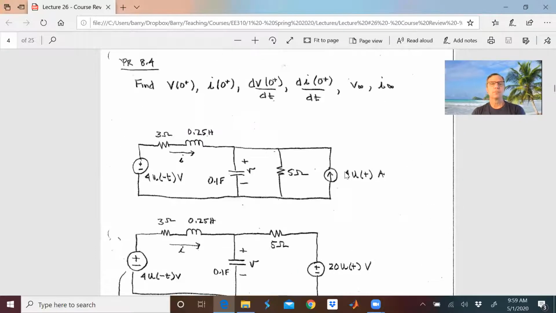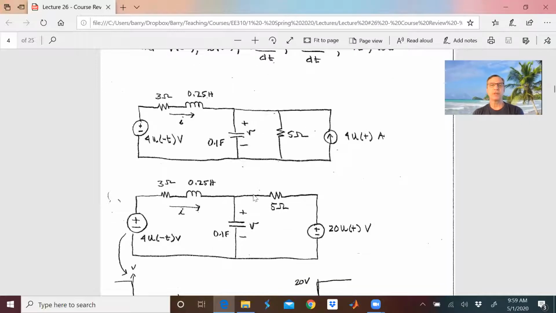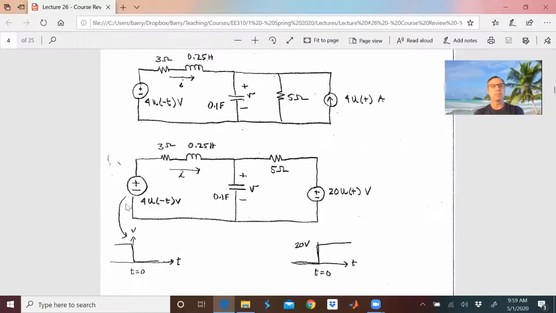Okay, so here's kind of a picture of things. We have this source going from 4 volts down to 0, and this source going from a short circuit up to 20 volts. Hey, look what I did.